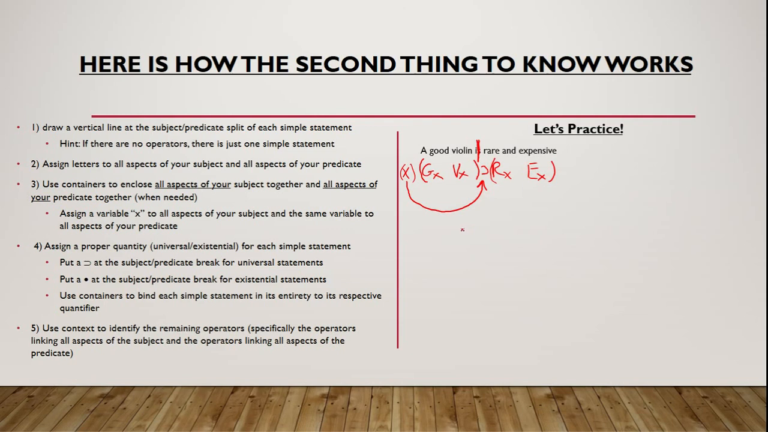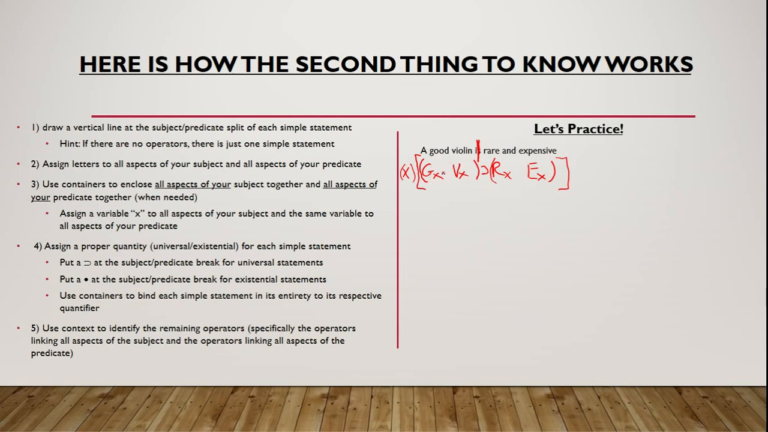We're going to use containers to bind each simple statement in its entirety to its respective quantifier. So we enclose it all by putting a square bracket on the left of good violin and on the right of rare and expensive. And then finally, use context to identify the remaining operators, specifically the operators linking all aspects of the subject and the operators linking all aspects of the predicate.